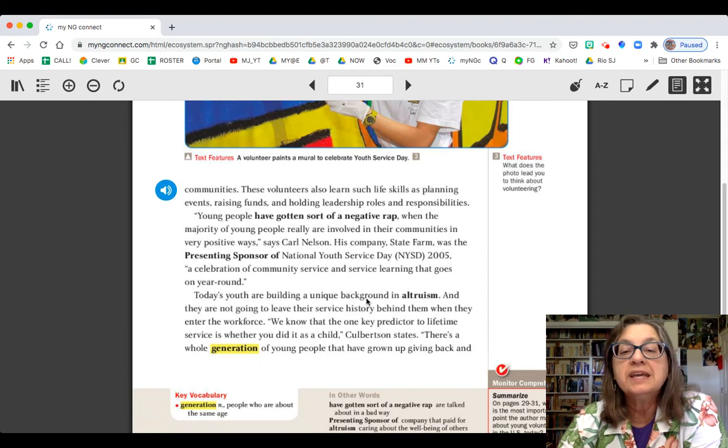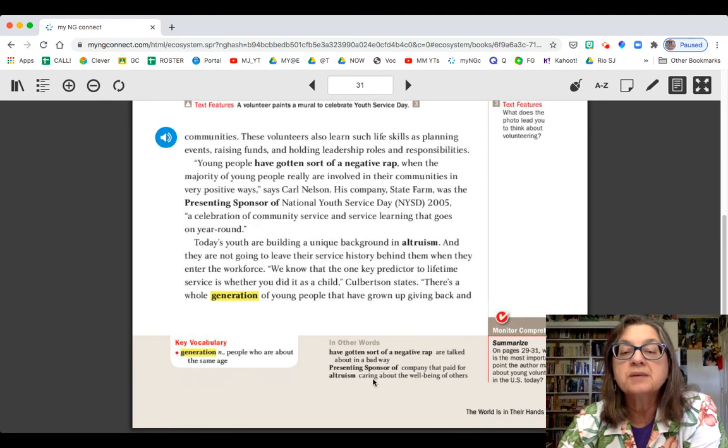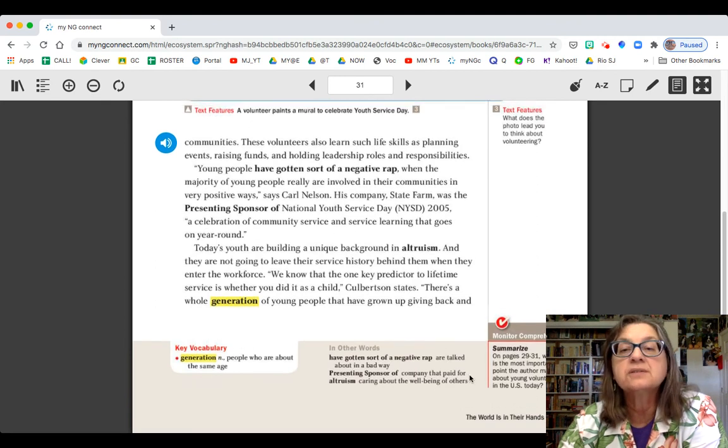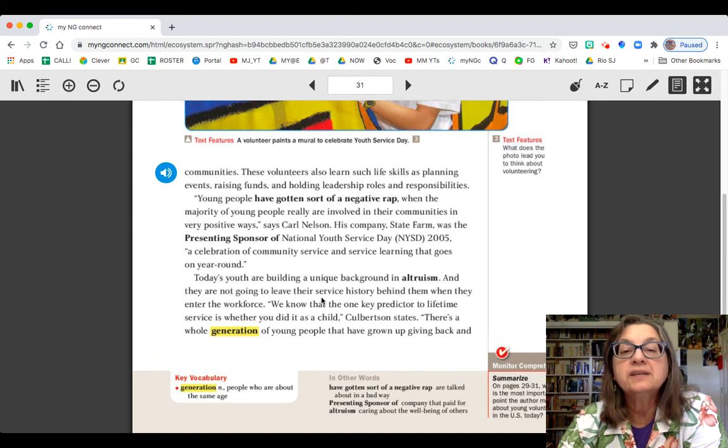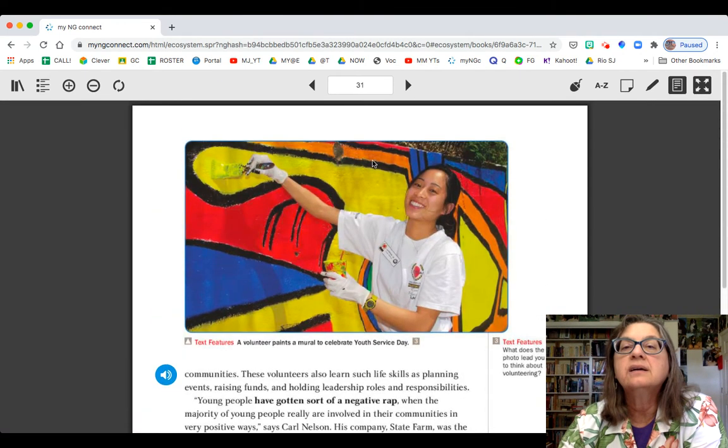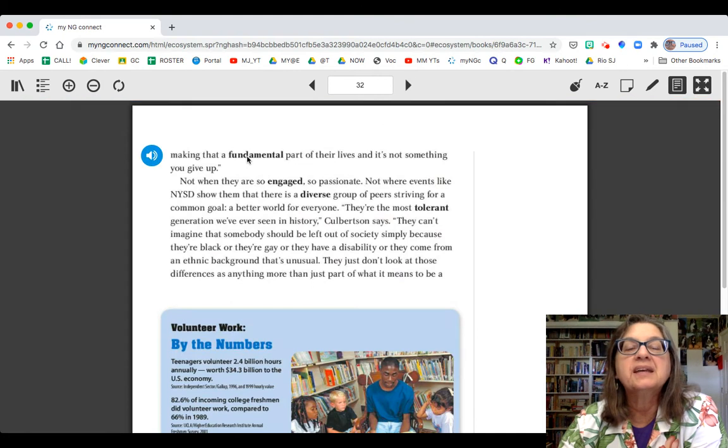Today's youth are building a unique background in altruism. Altruism, caring about the well-being of others. And they're not going to leave their service history behind them when they enter the workforce. We know that the one key predictor to lifetime service is whether you did it as a child, Culbertson states. There is a whole generation of young people that have grown up giving back and making it a fundamental part of their lives. And it's not something you give up.